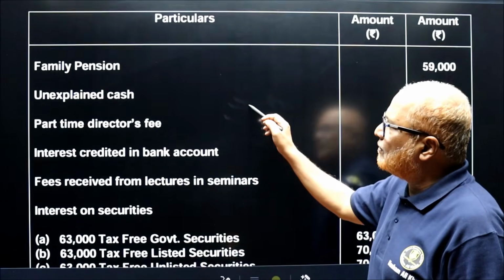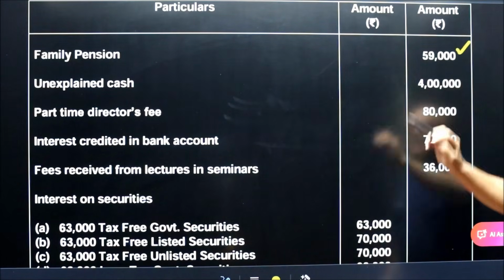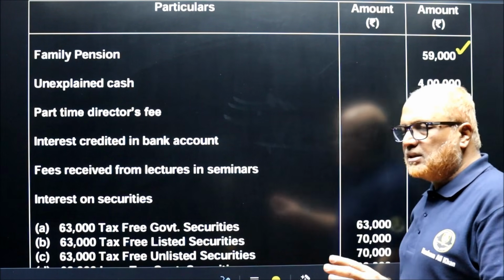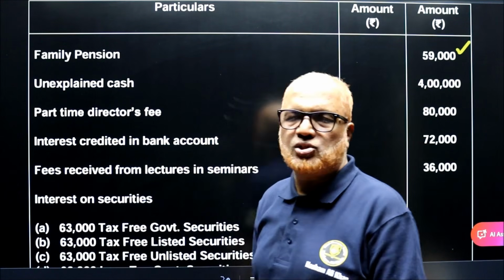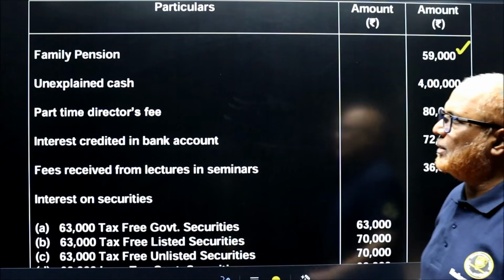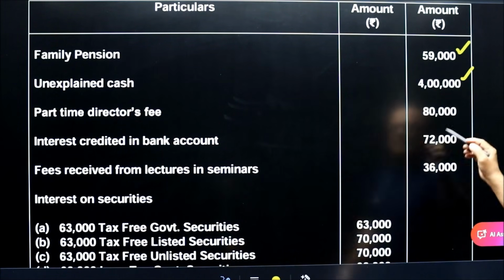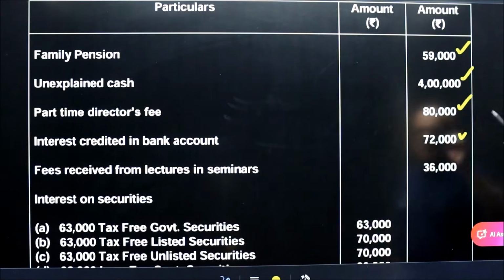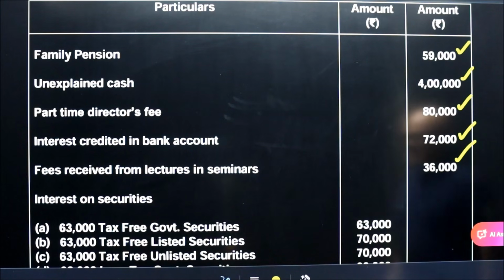Now, first of all, family pension. Just now we have calculated 59,000 in the working note. Unexplained cash: that means in the locker of the SSC, some cash was found. A satisfactory explanation is not provided, so it is taxable. Unexplained cash 4 lakh. Then part-time director's fee 80,000, fully taxable. Interest credited in bank account 72,000, fully taxable. Fees received from lectures in seminars, fully taxable.